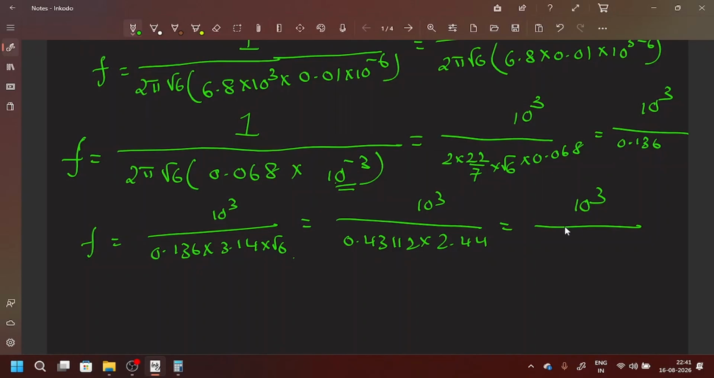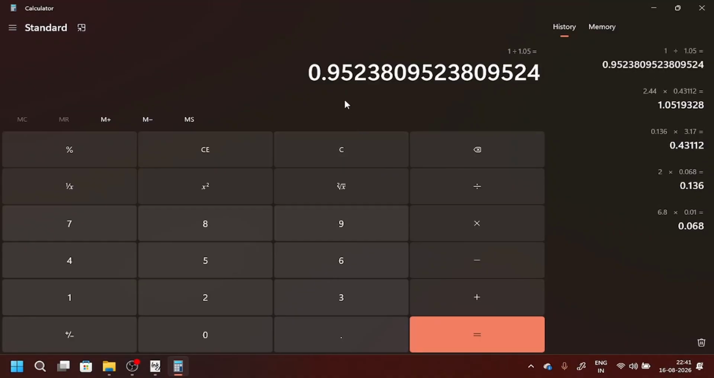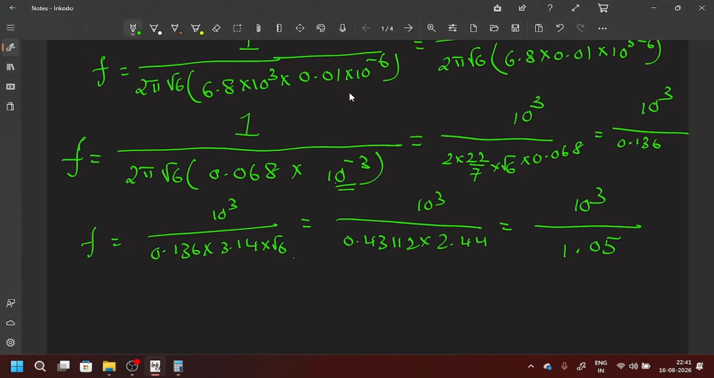Okay, so 1.05, so 1 divided by 1.05 will give you, hmm. I might have made some mistakes here.